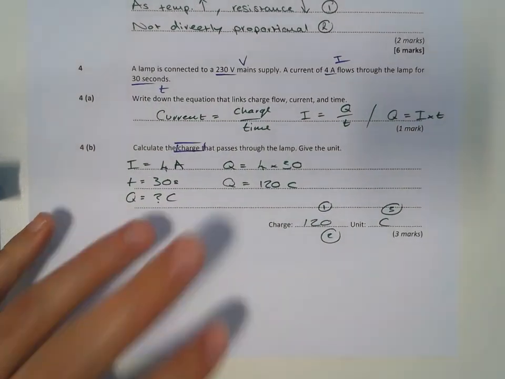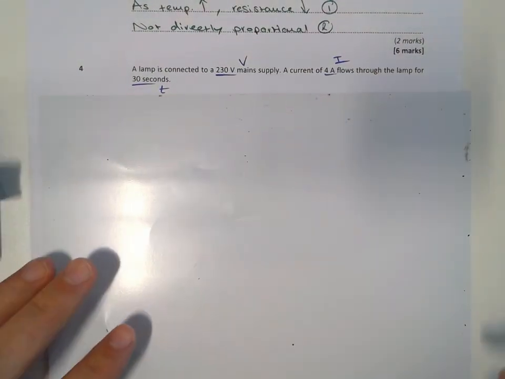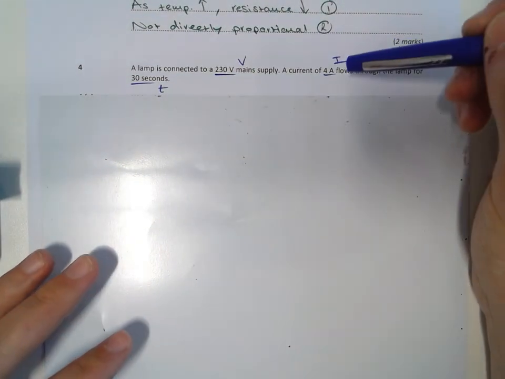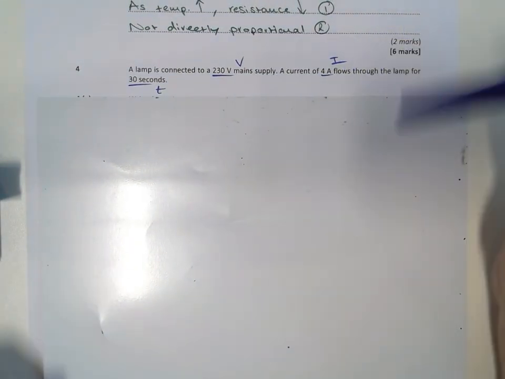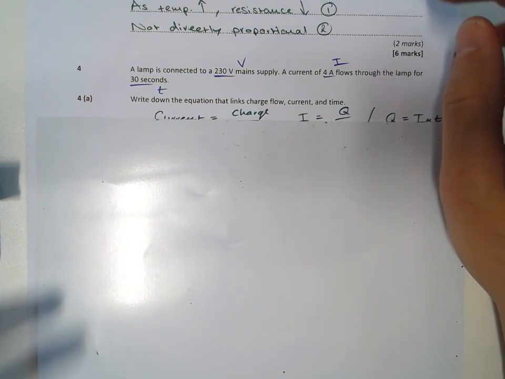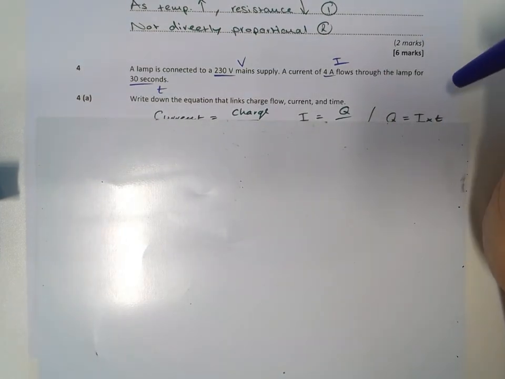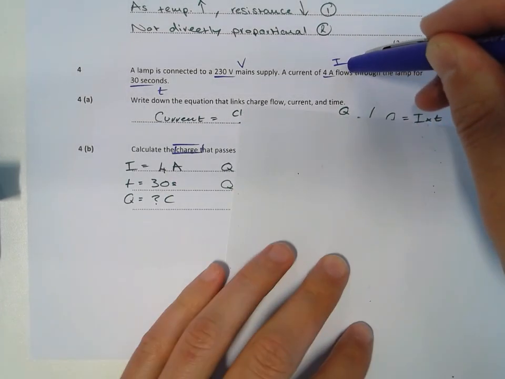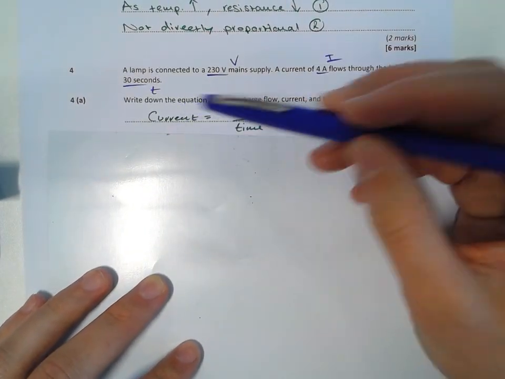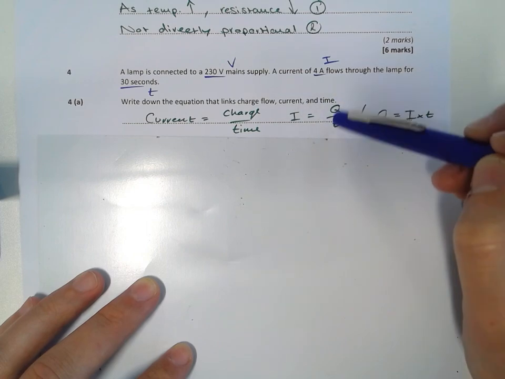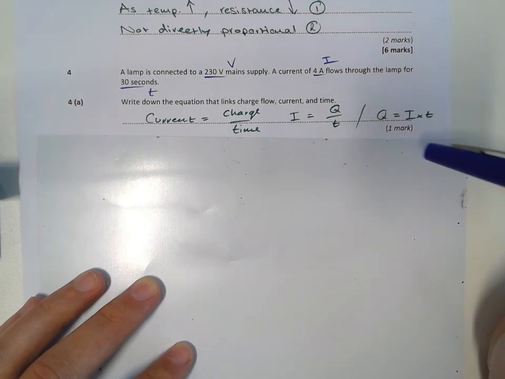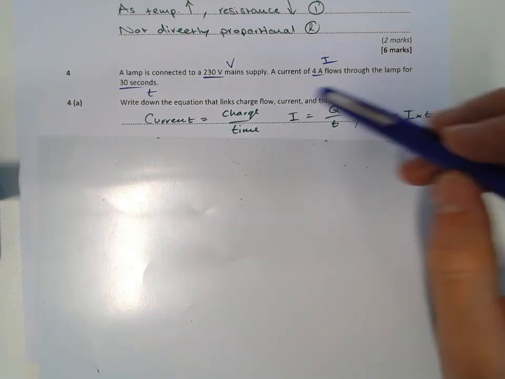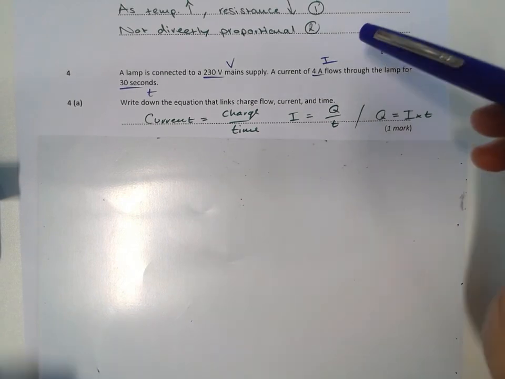Right, question 4. Some calculations here. So underline, label. It helps with every single calculation. Write down the equation that links charge flow, current and time. You can often see it as current equals charge over time, I equals Q over T, or you can see it as Q equals I times T. Either one is fine, no problem.